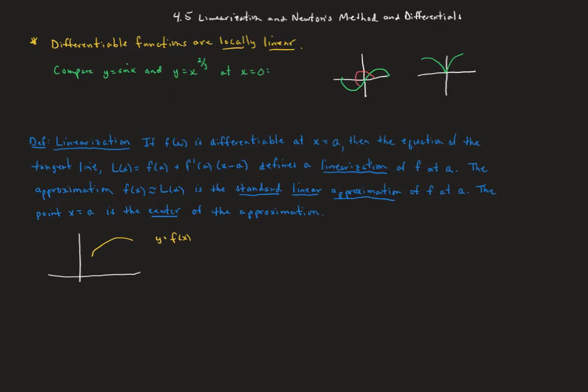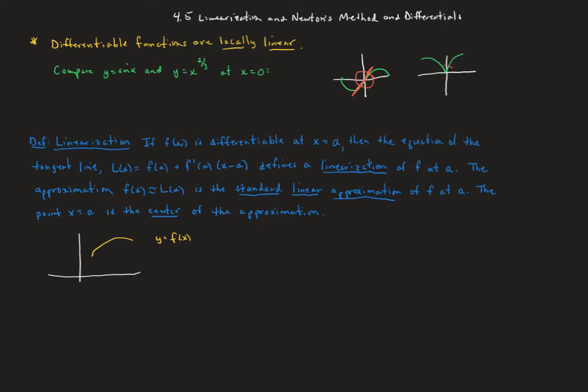And if you look at a little region around 0, if you were to zoom in with your calculator enough, you would see eventually a little piece of this is going to look very much like a straight line. That's what we mean by locally linear, that if you zoom in enough, it's going to look like a line. And of course, the line it's going to look like is going to be its tangent line.